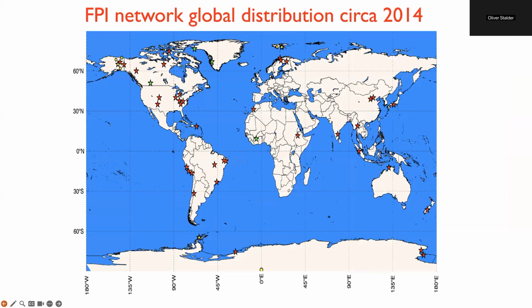And this is a distribution showing the location of various Fabry-Pérots around the world in 2014. Some of these Fabry-Pérots no longer exist. For example, the one in southern Peru, Arequipa, Peru, is no longer in place. The one at Arecibo is no longer there, though there's a Fabry-Pérot at Culebra.